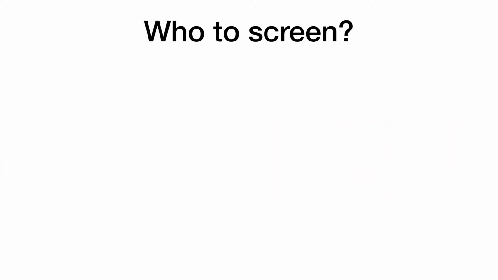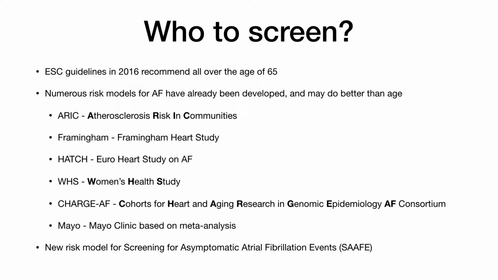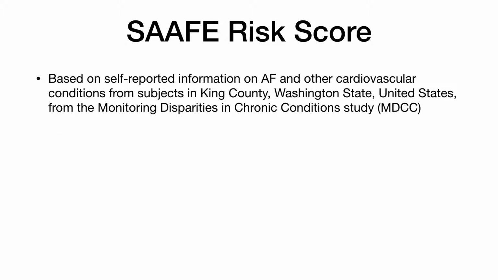So, who should we screen? Recent European Society guidelines from 2016 recommend screening everyone over the age of 65. A number of risk models for AF have been developed which may do better than age: ERIC, Framingham, Hatch, WHS, Charge AF, and Mayo. As part of the current study, we developed a new atrial fibrillation risk score model for an ongoing study called Screening for Asymptomatic Atrial Fibrillation Events, or SAAFE.